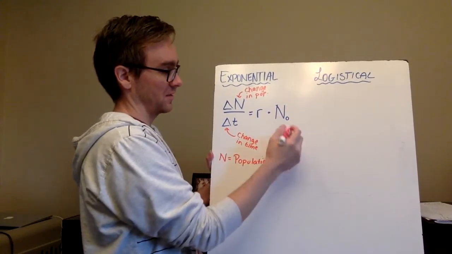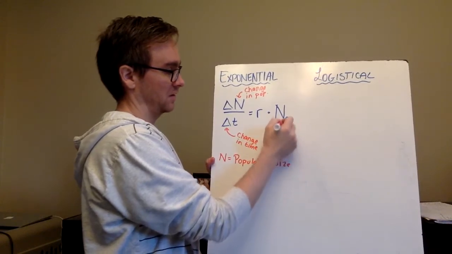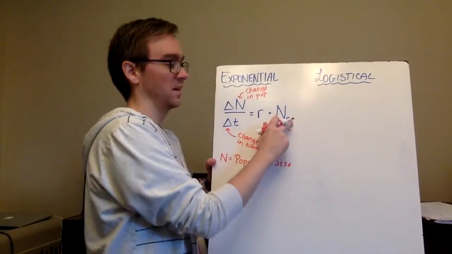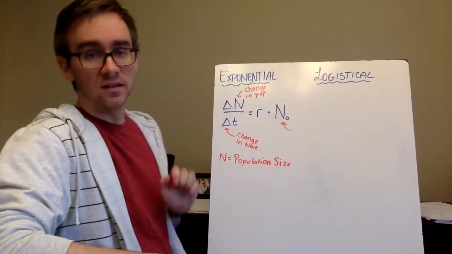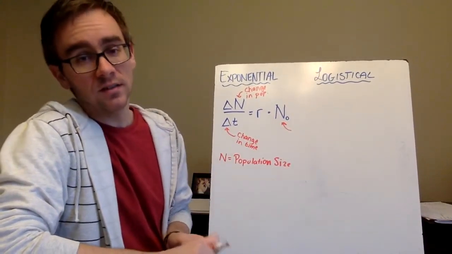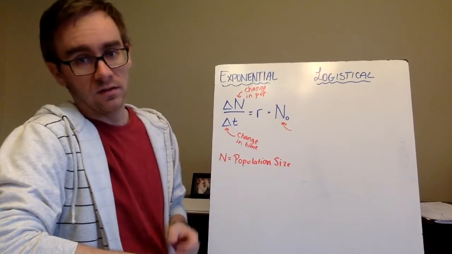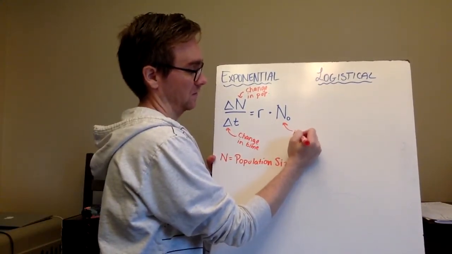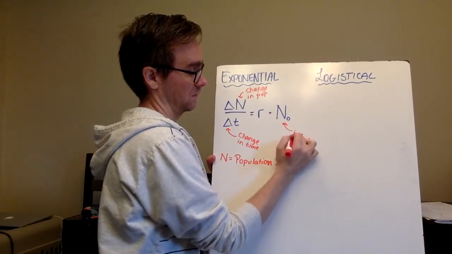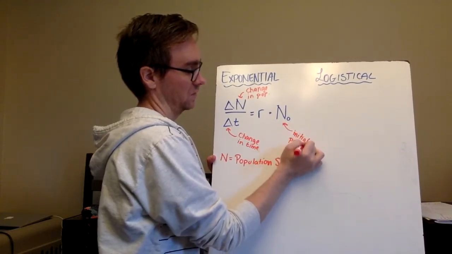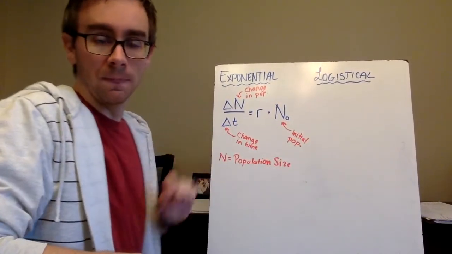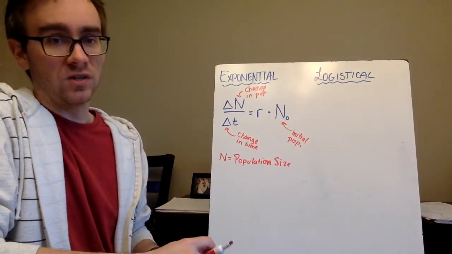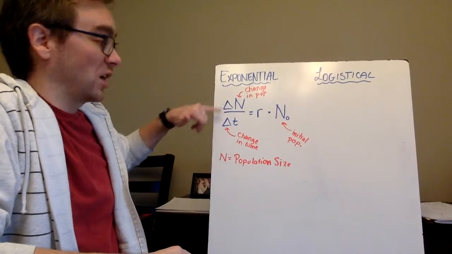Let's go to this last part right here first. This is, in statistics and math, called N, and then that little zero is "not", which basically just means start. This is our initial population size. Just going to abbreviate like that for myself. This is our initial population size. How much did we start at? And then we're going to see how much we changed over time.